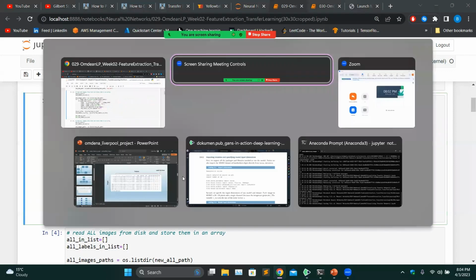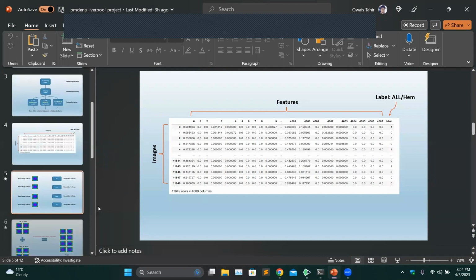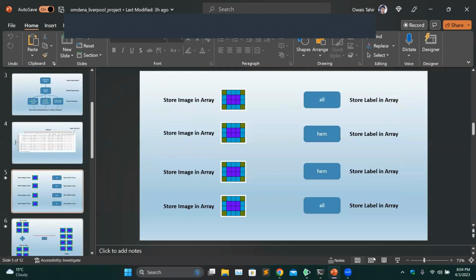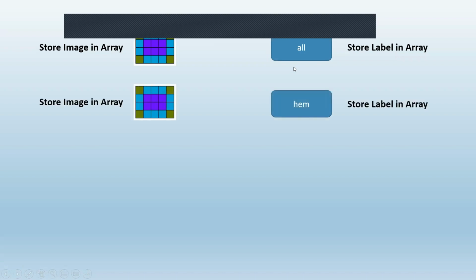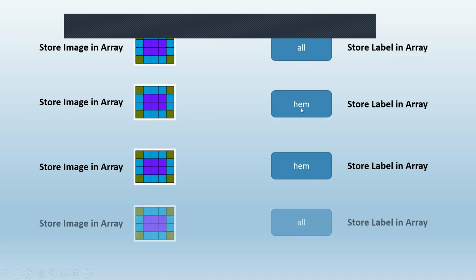This is pretty straightforward, but I also prepared a slide just to visualize it, so that those who are not familiar with the process can understand it better. Consider this rectangle as an image. If we store this image in an array, and this image belongs to the all class, then we also store the label in a separate array. We do this for all the images. If the image belongs to the all class, we store a label of all, and if it belongs to the him class, we store a label of him.